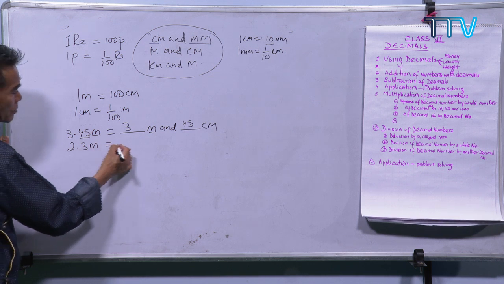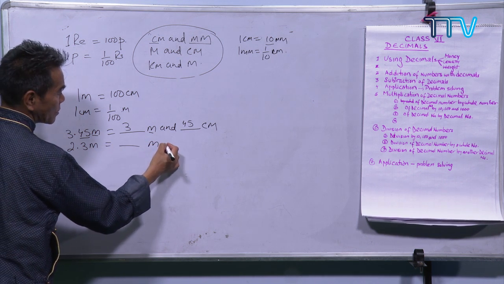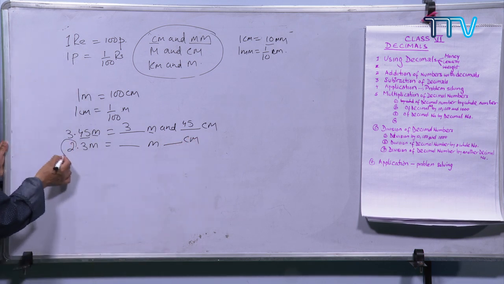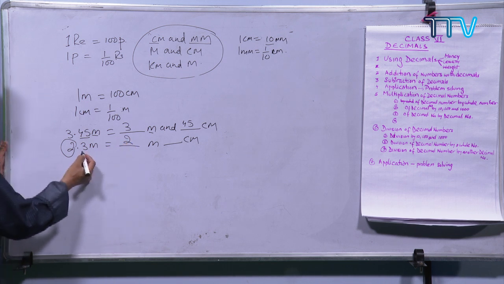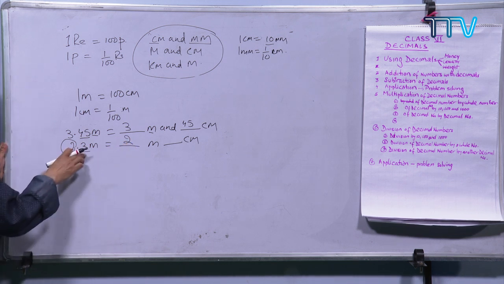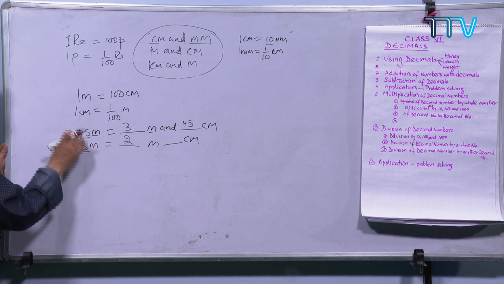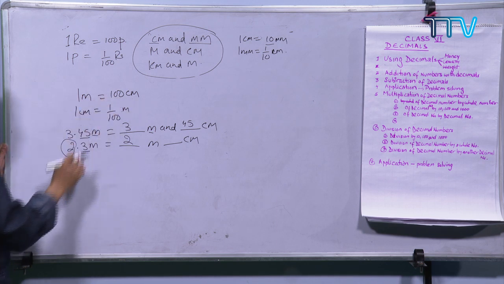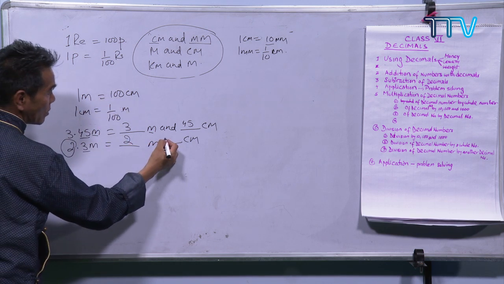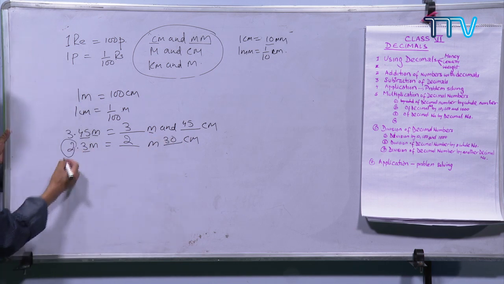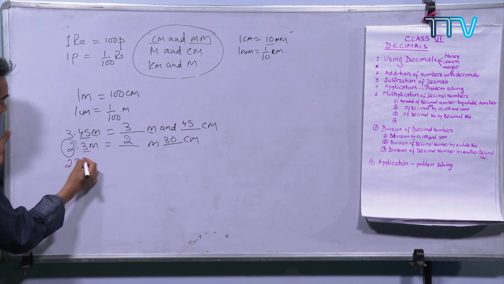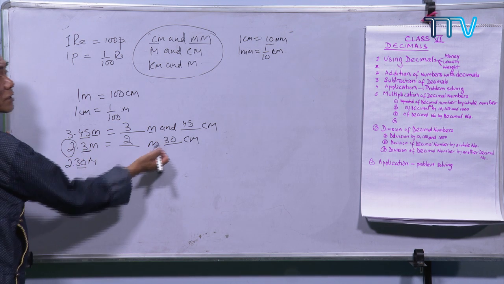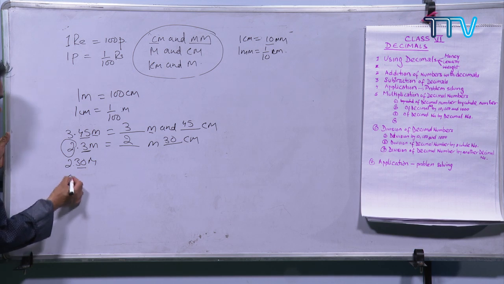2.3 meter is equal to dash meter dash centimeter. Understand? Okay, the meter part is before the decimal point. The number after the decimal point, write 2.30 meter. So you get 30 centimeter.